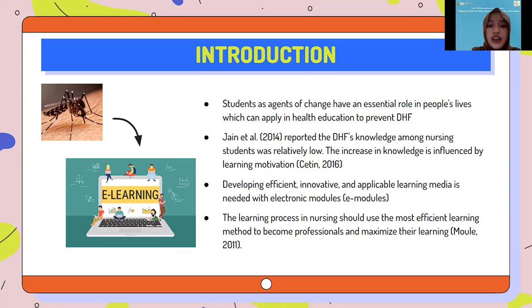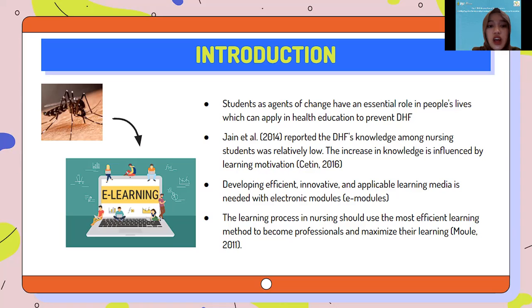Other studies by Sukayoni et al. 2021 state that knowledge is significantly related to attitudes and behavior in eradicating mosquito nests. Students as agents of change have an essential role in people's lives, which can apply in health education to prevent DHF. So students need sufficient knowledge in distributing this information to the public. Gain et al. 2014 report that DHF knowledge among nursing students was relatively low. In addition, according to Chetin Dinar 2016, the increase in knowledge is influenced by learning motivation.